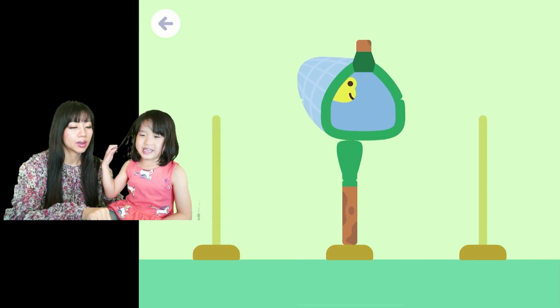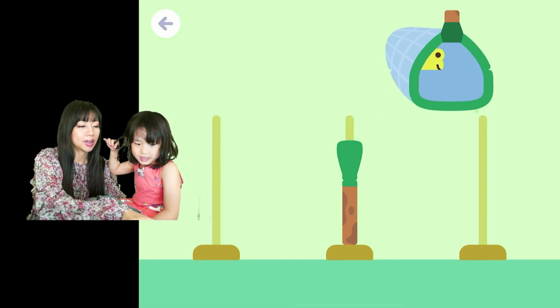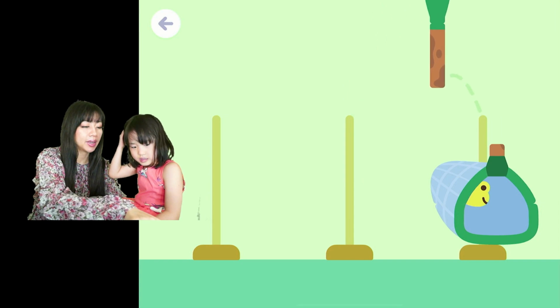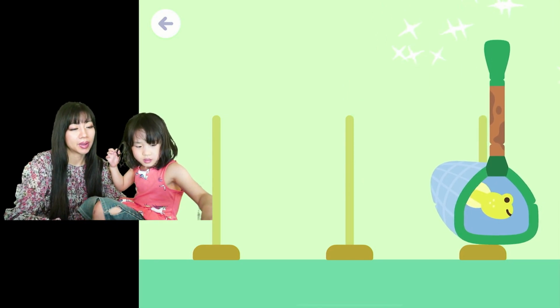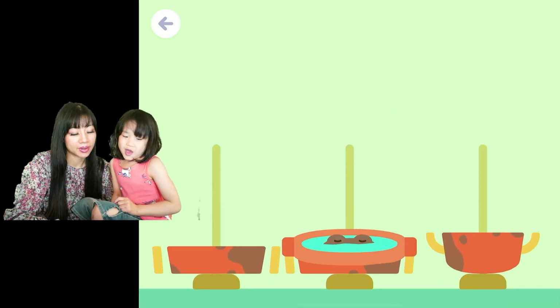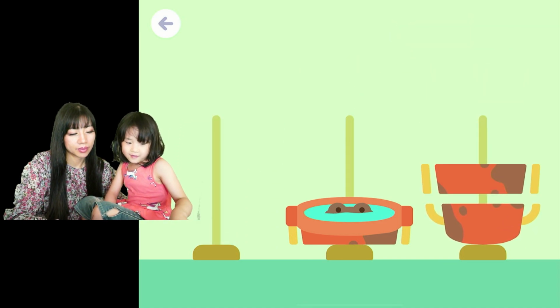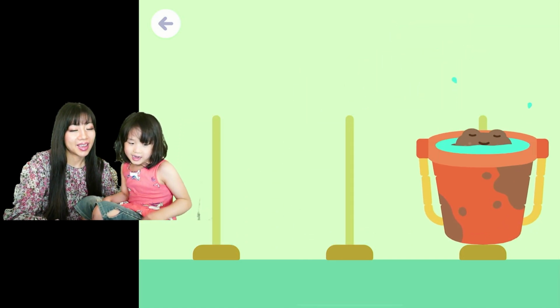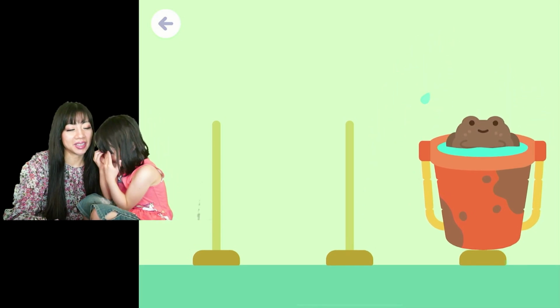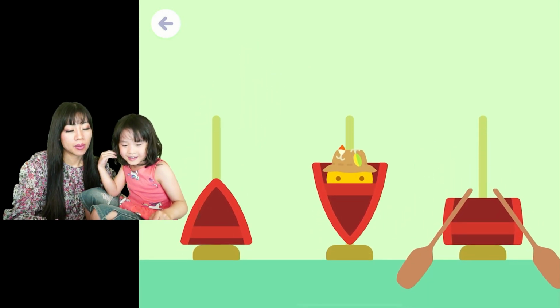Yay! But I don't think you have the handle just right. Let's try this. Putting the handle on top. Yay! Oh, now we have a bucket. This was easy. It is? Yes. Okay, then do it. Yeah. Yay! That was actually easy, yeah, for you. Yep. Oh, look. There's a boat now. This one's easy too. Boat, yeah.